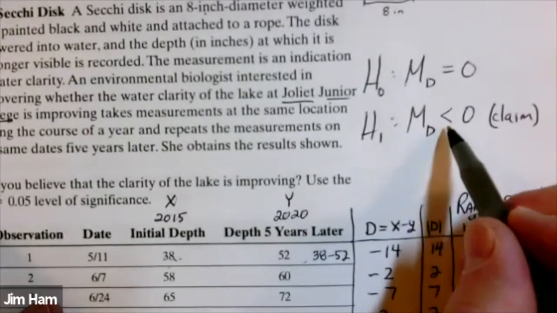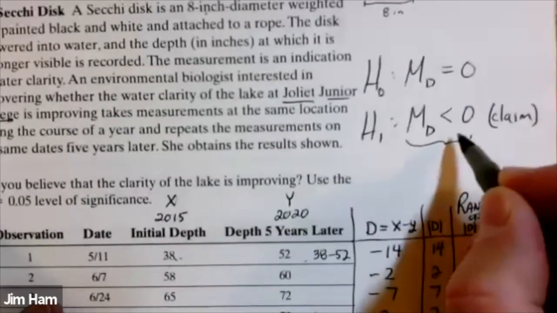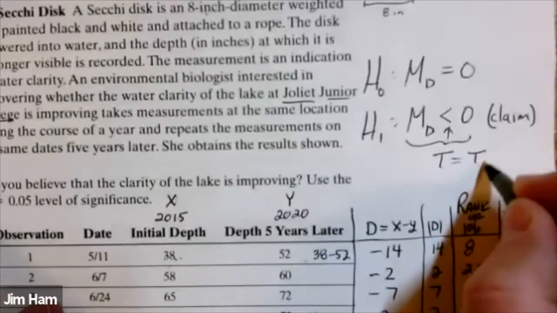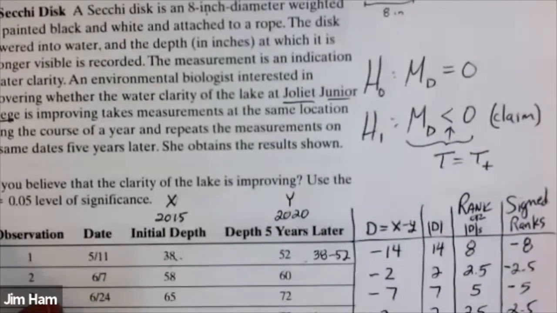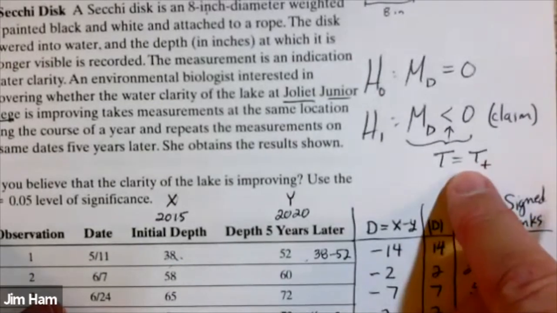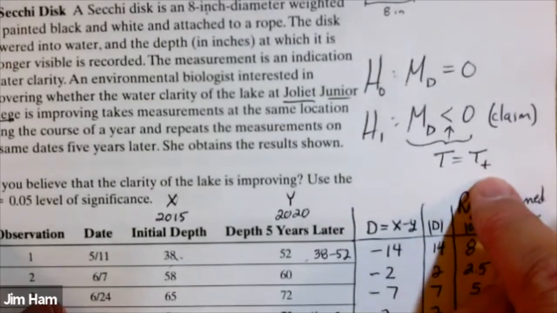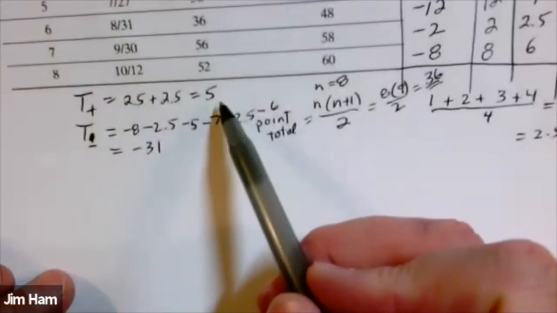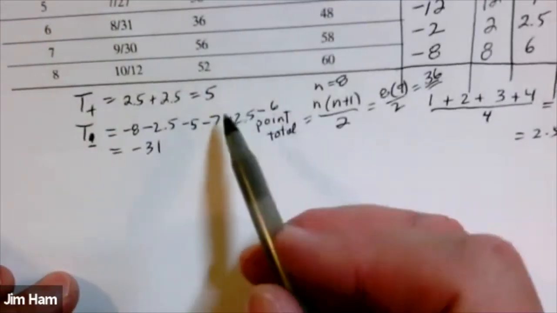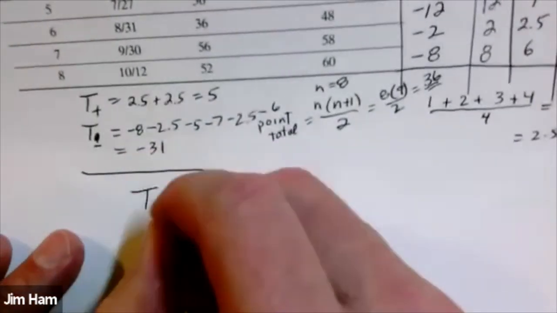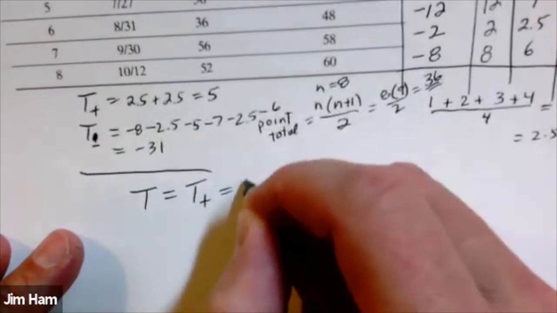And if you use the less than sign, because of this only, you know that the test statistic is equal to T positive. So whether you choose T positive or the absolute value of T negative depends solely on what that sign is. So you've got to get that sign right. And notice that T positive is a smaller number, and that's usually going to be the case, than T negative. So T equals T positive, which is 5.